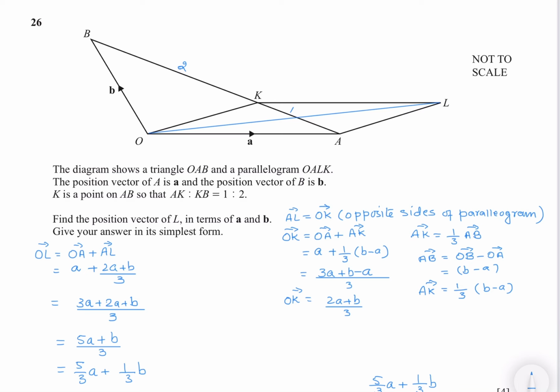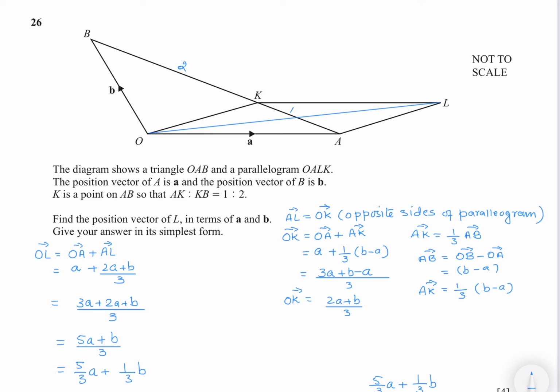Question number 26. The diagram shows a triangle OAB and parallelogram OALK. Position vector of A is a, position vector of B is b. K is a point on AB, so that AK ratio KB is 1 ratio 2. So I wrote 1 and 2 on the line AK and KB. Find the position vector of L in terms of a and b. Give your answer in its simplest form.